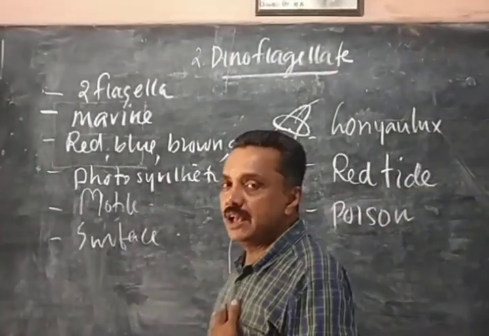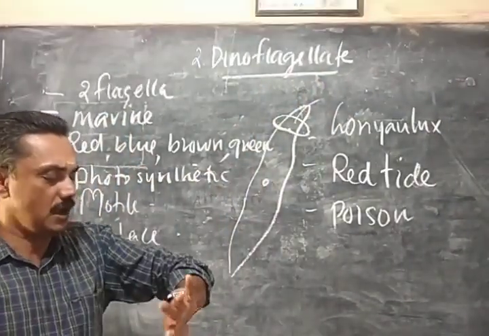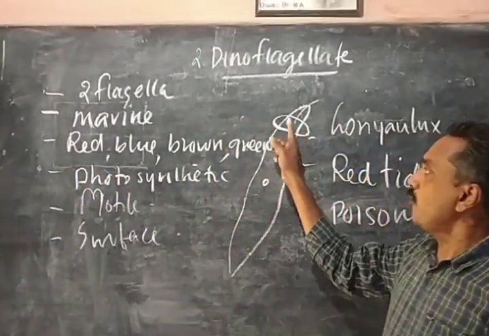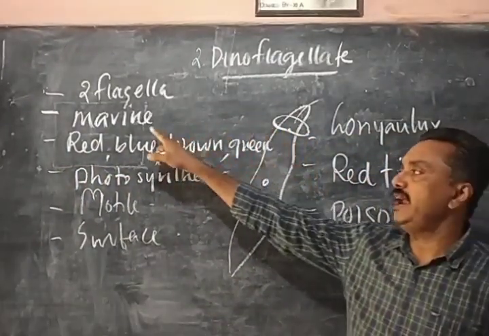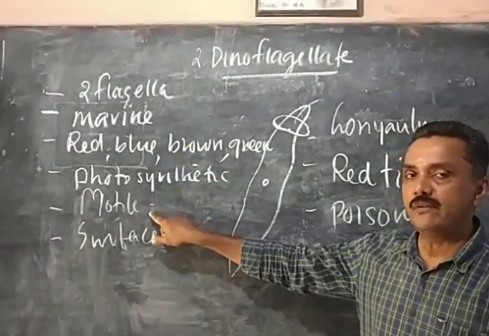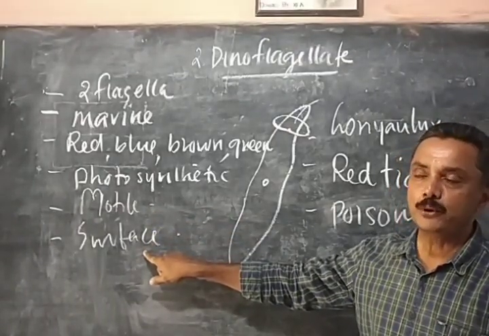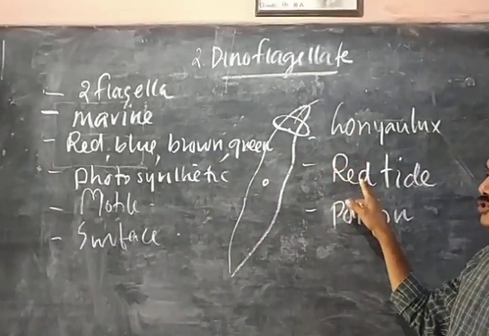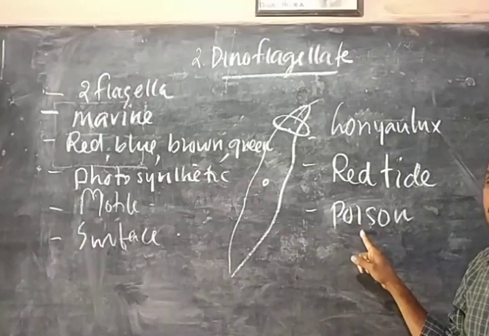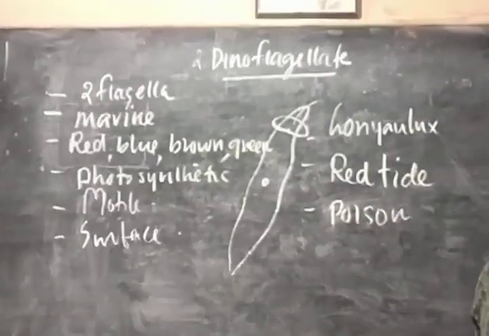So that's about the second group of organisms called dinoflagellate. Organisms with two flagella are called dinoflagellate. One long flagella goes around the cell. Marine organisms, different colors are available. They are photosynthetic. They move with the flagella and remain on the surface of the ocean, and they reproduce very fast like Gonyaulax. So the color of the ocean becomes red. It is called a red tide, and it releases poison into the water and will kill other aquatic organisms. That is about the second group, the dinoflagellate.